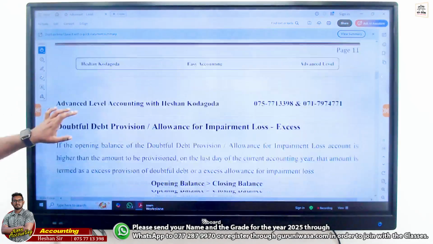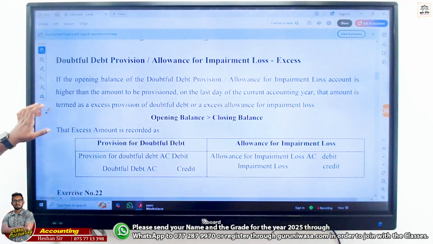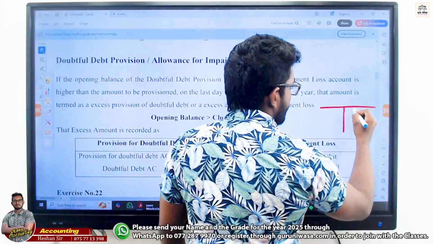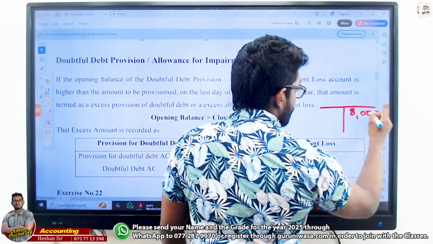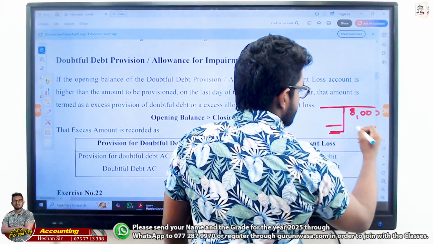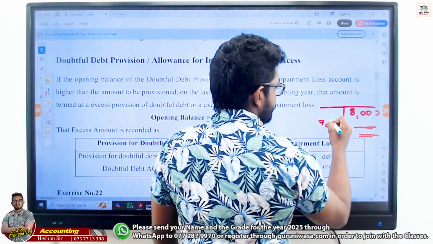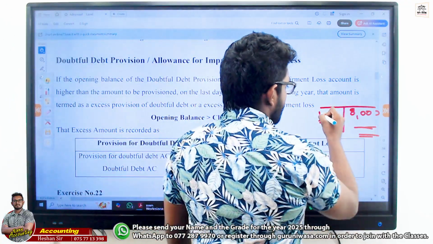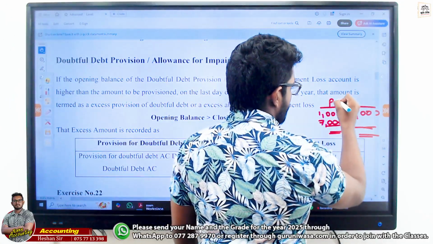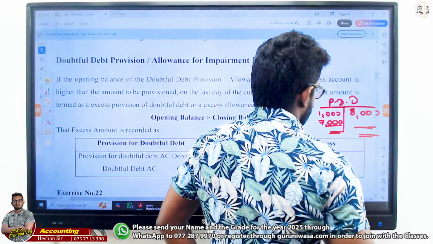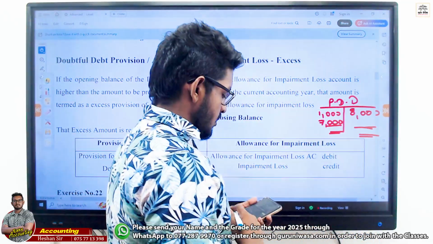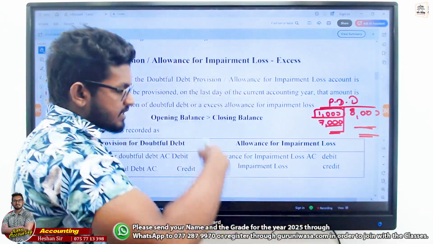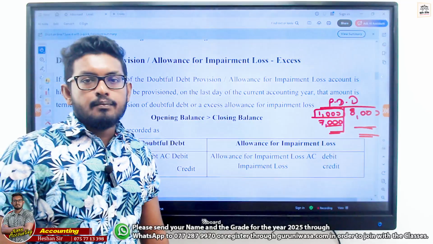When it comes to the over provision method, or the excess, which means opening is higher than the closing. If I take opening 8,000, think closing is 7,000. Opening is higher than closing, right? Now in here we write the 1,000 in the provision for doubtful debt or the allowance for impairment loss account, right? Then we write 1,000 in the provision for doubtful debt account. We credit the doubtful debt account or the impairment loss account.